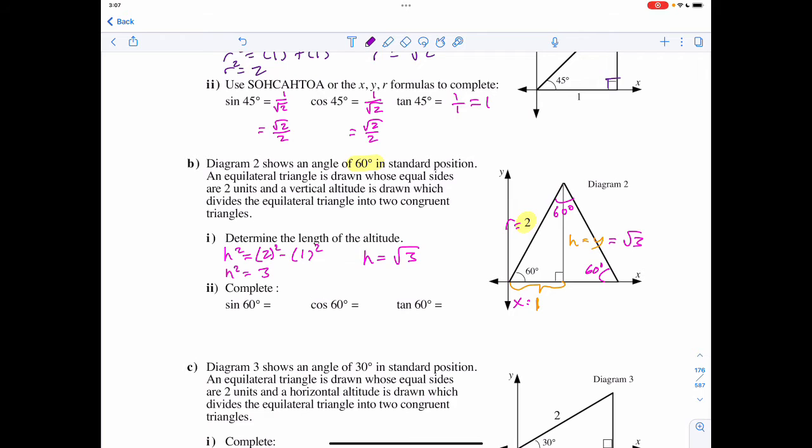And I can state what my ratios are. Sine of 60 is going to be my opposite, root 3, over my hypotenuse of 2. Cos of 60 is my adjacent of 1 over my hypotenuse of 2. And tan of 60 is going to be my opposite of root 3 over my adjacent of 1, which I can just simplify to the square root of 3.